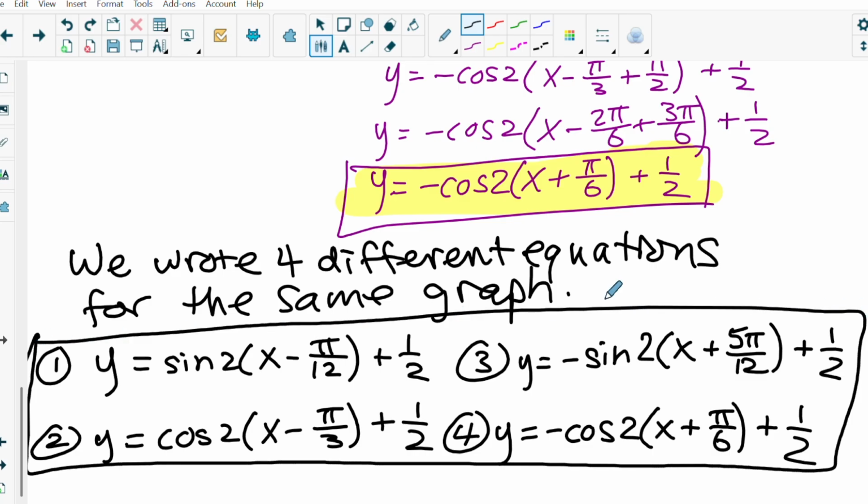All four of these equations, folks, believe it or not, are the same graph. Same graph. So you can go ahead and throw this into Desmos or into your graphing calculator, and you will see that you'll get the same looking graph. Okay, so next.